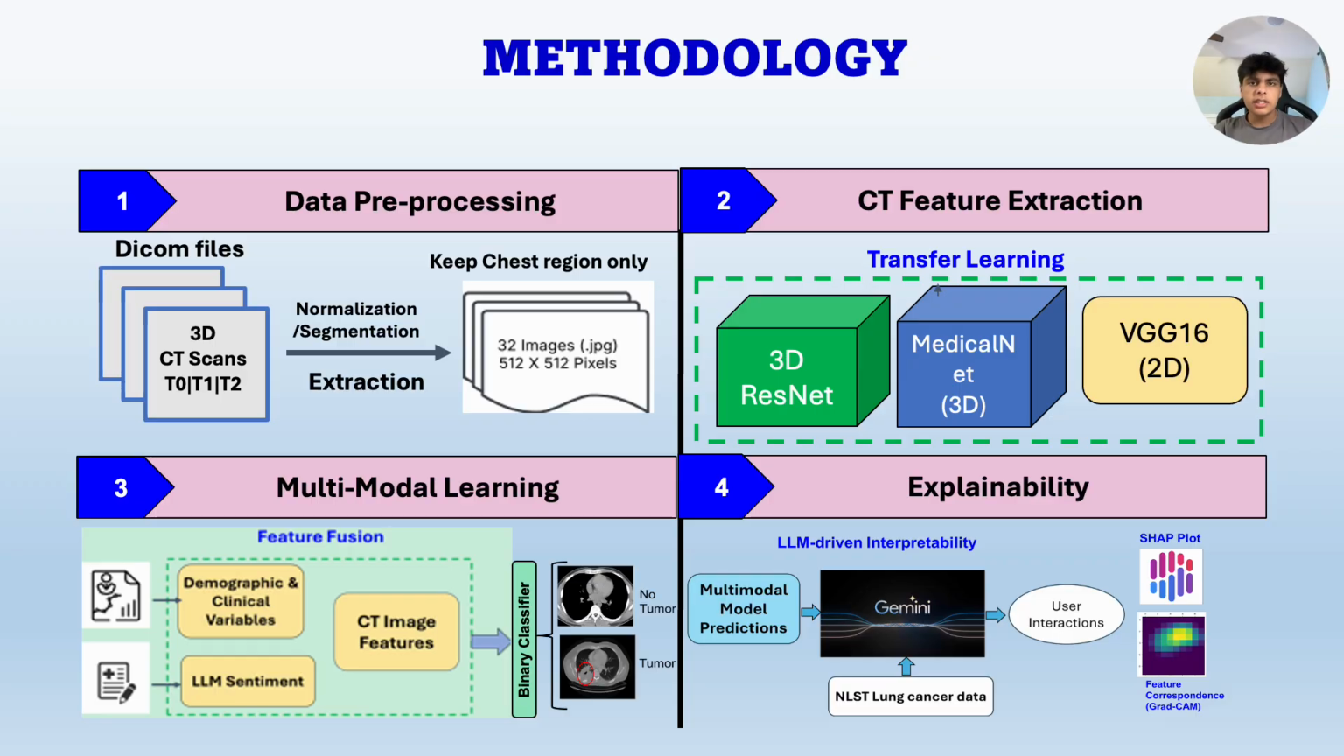The methodology behind each patient's file is a simple four-step process. First, you take the 3D file and condense it into 2D slices. Then you train each of these slices using transfer learning and extract features. You combine those image features with the text-based features of the patient's and family's history, and use a binary classifier to get a final output of whether the region has a tumor or not. Finally, we used explainability methodologies to give both visual and textual-based interpretations.